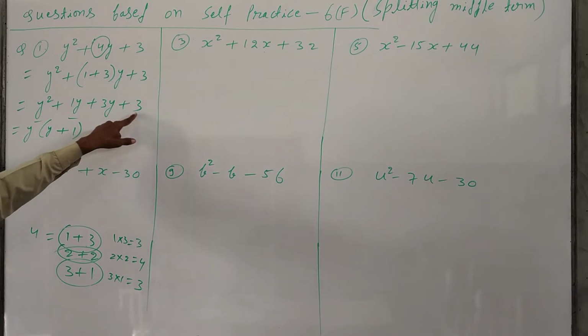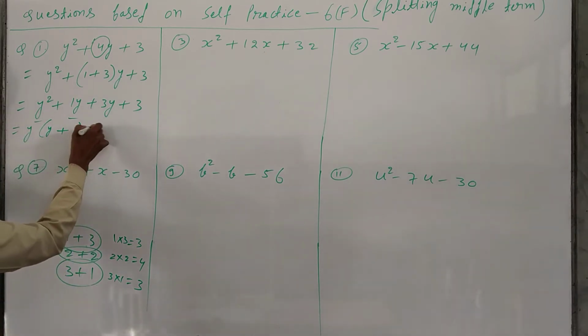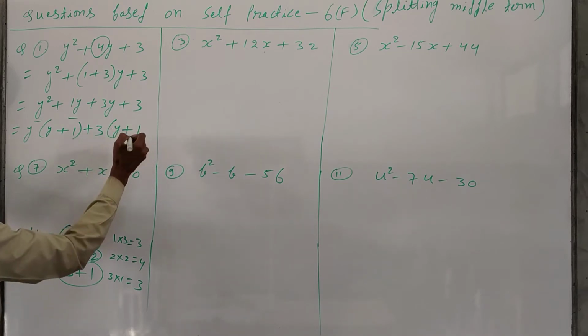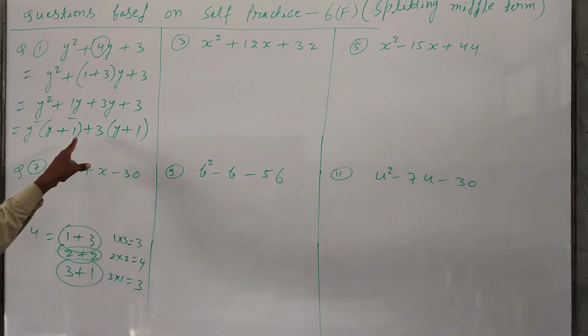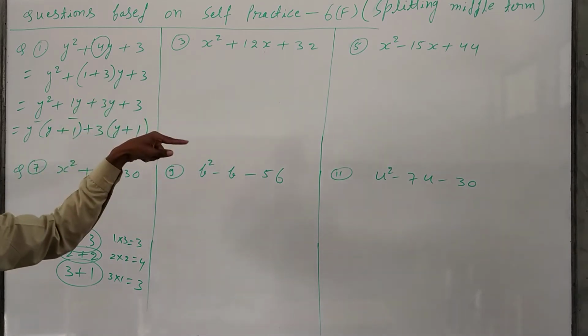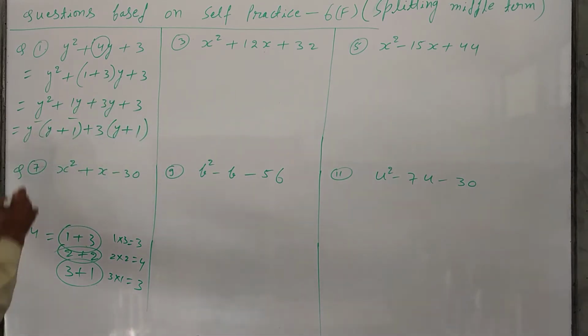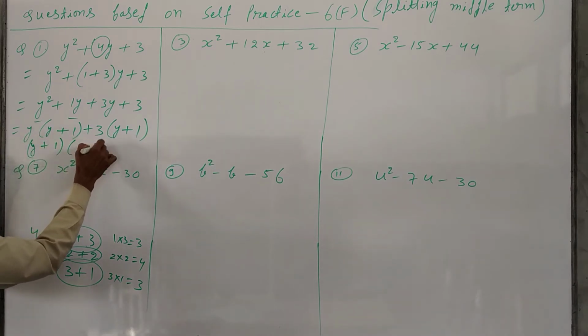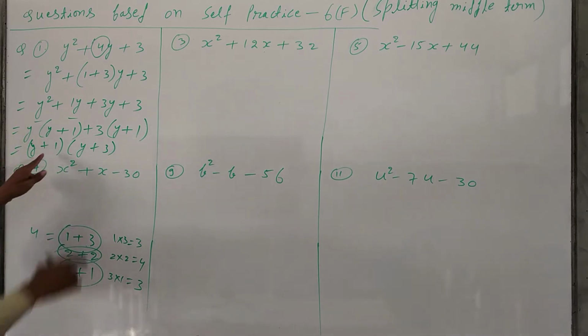Now we have to take common 3 here, plus 3. Then y will come, and nothing written means 1 will come. Finally, you see here both terms have the same value, y plus 1 and y plus 1. Then we take common y plus 1. So this one is y plus 1 into y plus 3. So this is the final answer, the factorization.